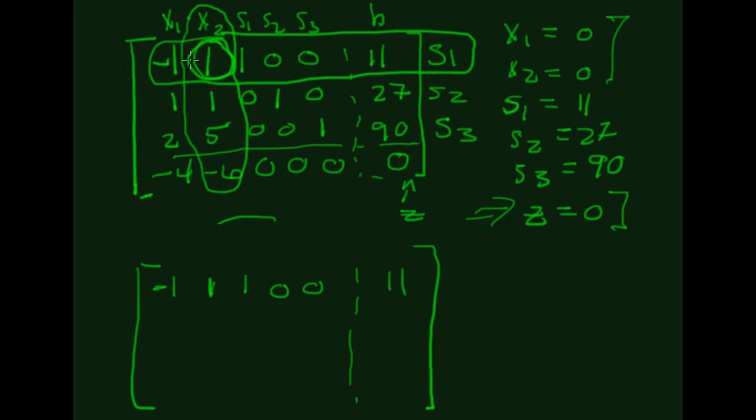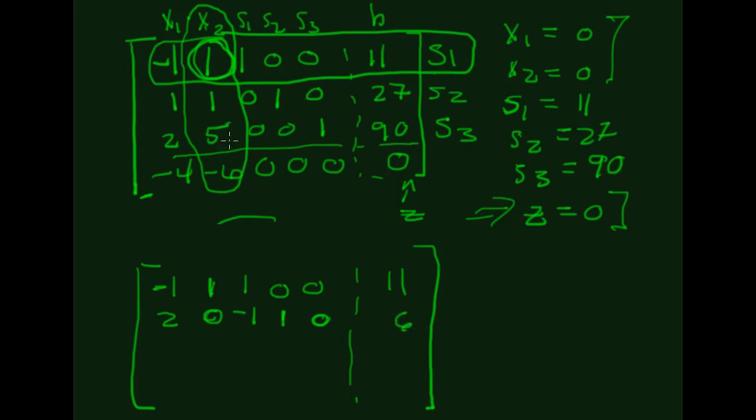So I want to subtract the top row from the second one. So 1 minus negative 1 is 2. 1 minus 1 is 0. 0 minus 1 is negative 1. 1 minus 0 is 1. 0 minus 0 is 0. 27 minus 11 is 16.